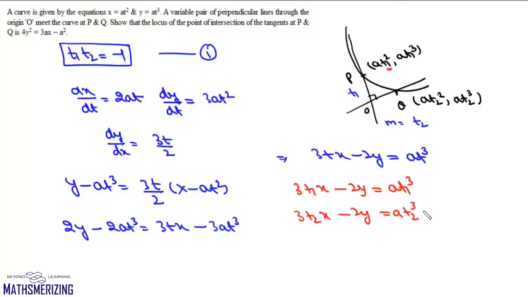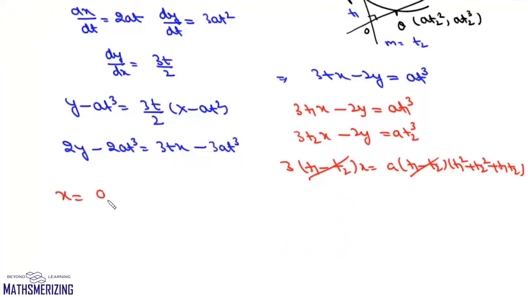Now we subtract the second from the first, and we can write 3(t1 minus t2)x will be a(t1 minus t2)(t1 square plus t2 square plus t1 t2). Now t1 minus t2 will cancel. We can write x equals a by 3 times (t1 square plus t2 square plus t1 t2), and t1 t2 is minus 1, and this is the first equation.